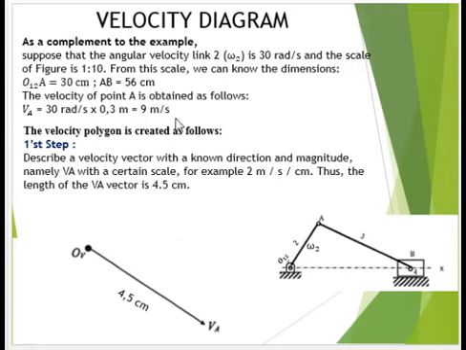Now for the velocity polygon we can create it in the following 3 steps. The first step, you must draw the velocity vector with known direction and magnitude for VA, in a certain scale. For example, 2 meters per second per centimeter. Thus the length of the VA vector is 4.5 centimeters.